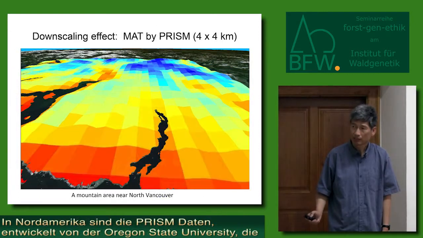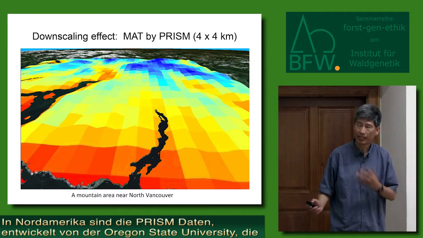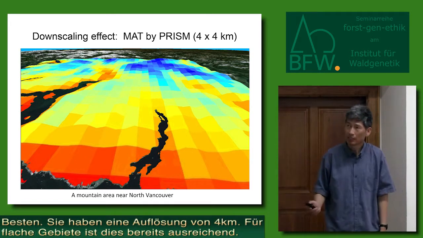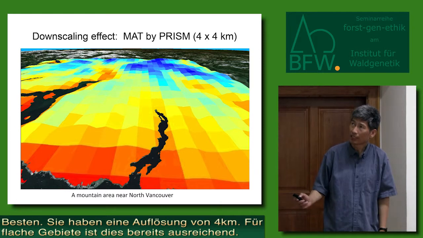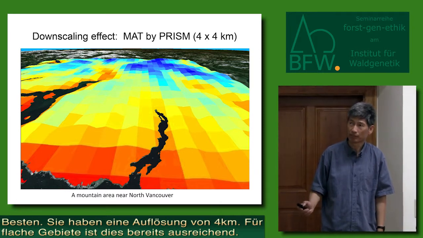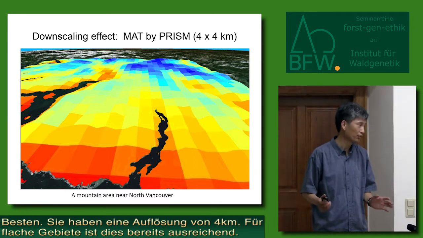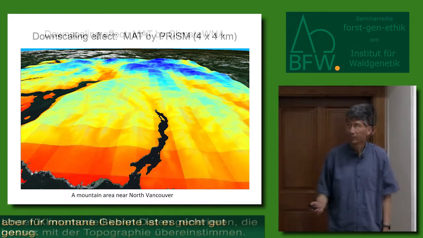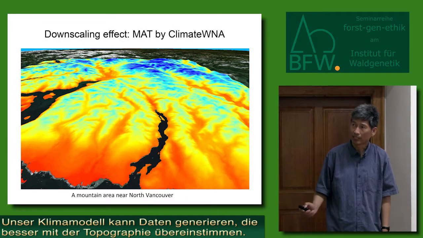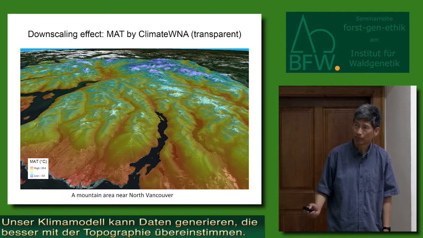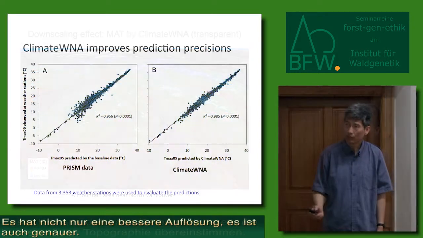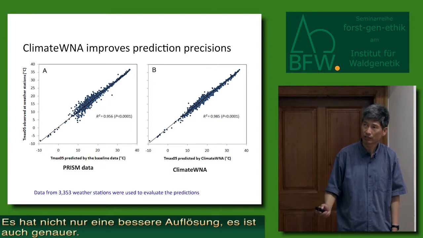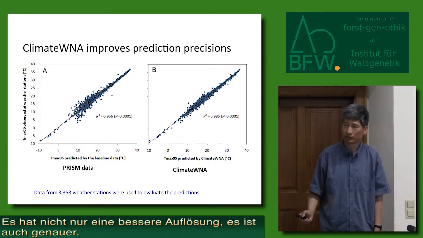In North America, the PRISM data developed by Oregon State University is the best. But in the mountains, their data is at a 4-kilometer resolution. For flat areas, that's already fine, but for mountain areas, it's not good enough. Our program can generate climate data which match topography better, and it not only looks better in terms of resolution, it also improves the accuracy.